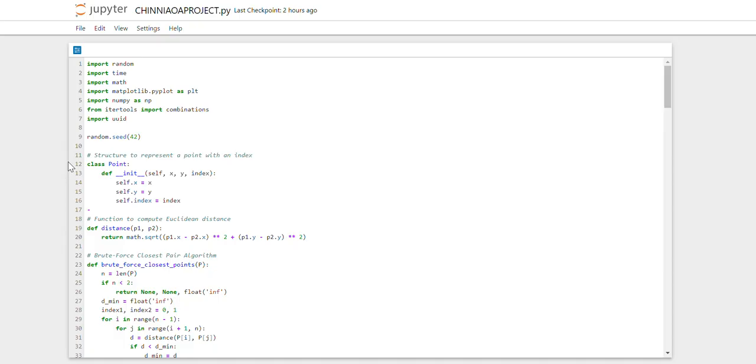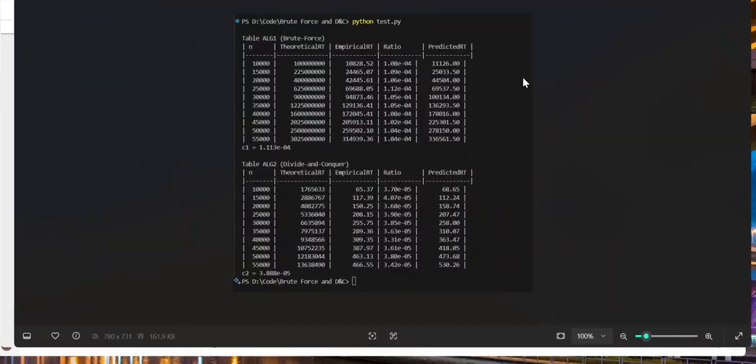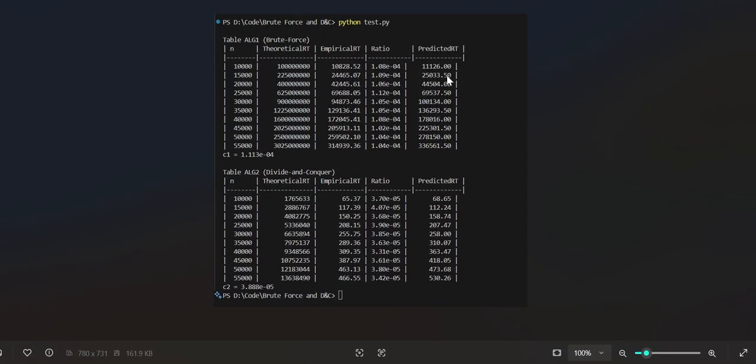So let's talk about compilation and execution first. We begin by compiling and running our main script. We can see that the script runs both algorithms for multiple input sizes ranging from 10,000 to 55,000. The output displays a detailed table with theoretical running time, empirical measurements from actual execution, ratios, and predicted values using fitted constants C1 and C2. Let's see the output table that we get.